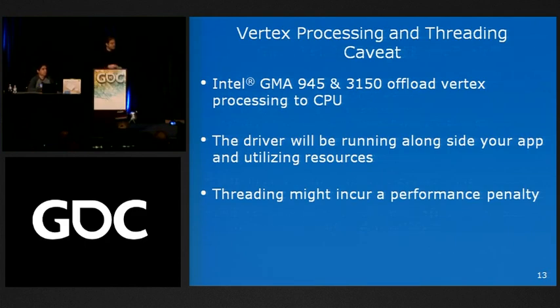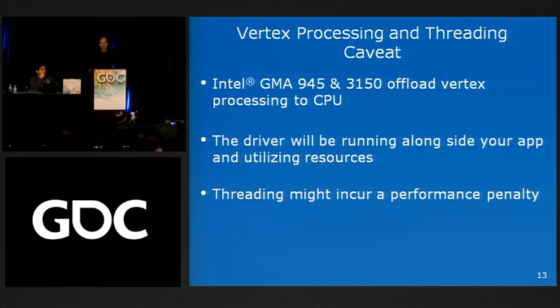Okay, so one thing we noticed. Remember, I think I've said it like five times by now, so it was probably very clear, but the 945 and the 3150 offload the vertex processing to the CPU. That means when you're running your application, you're doing all your game logic on the Atom core, your driver for the graphics card is running on the Atom core, and that's doing all the vertex processing. So there's a lot of work already being scheduled on the core. So when you do threading, you have to be careful. When we did threading, typically with the big cores, any amount of threading gives you huge performance increases.